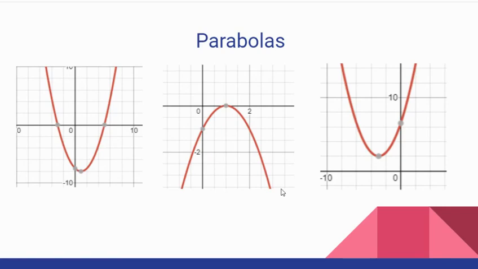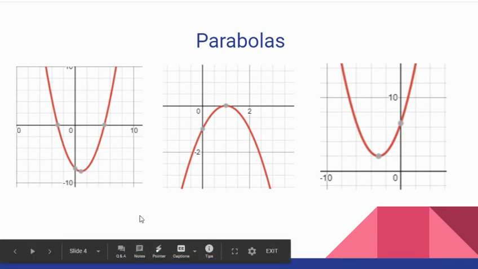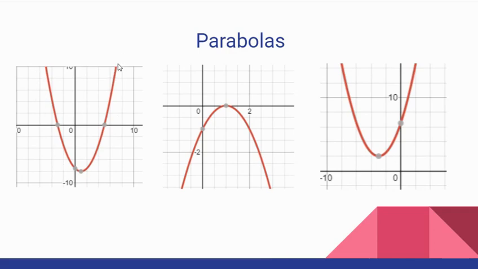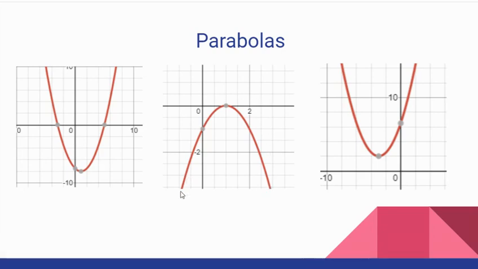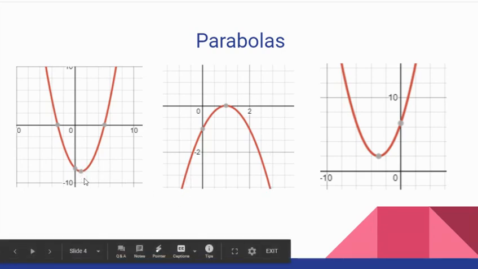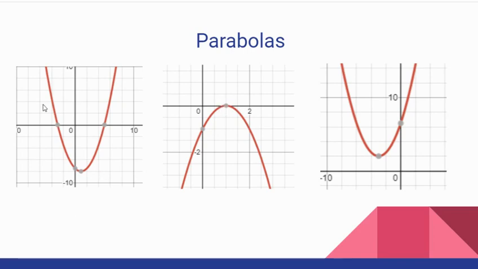It's also important to note that a quadratic function makes this U-shaped graph called a parabola. Parabolas can open up, like this one and this one over here, or they can open down. These parabolas are perfectly symmetrical, where this bottom point or the top point are sort of the boundaries of symmetry.